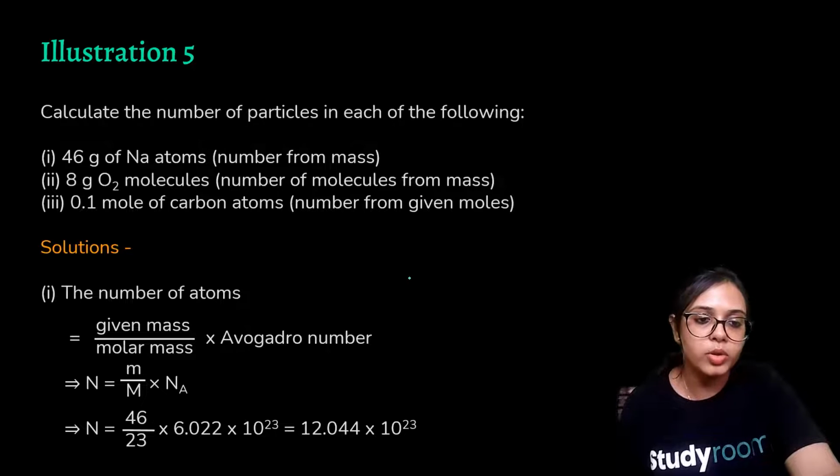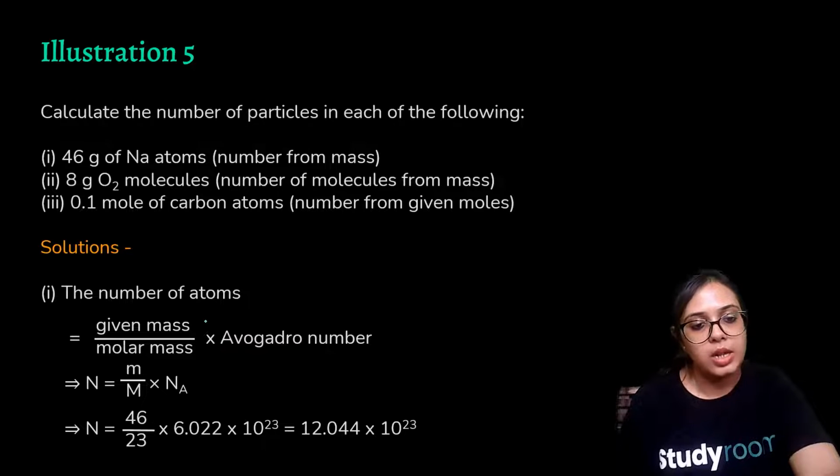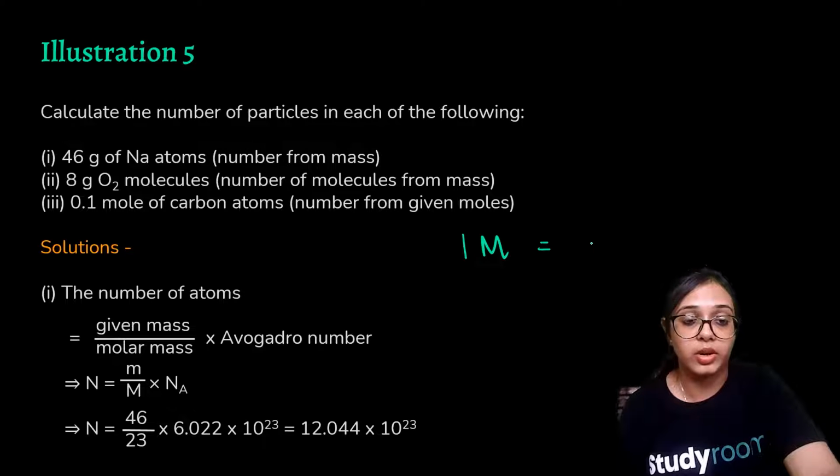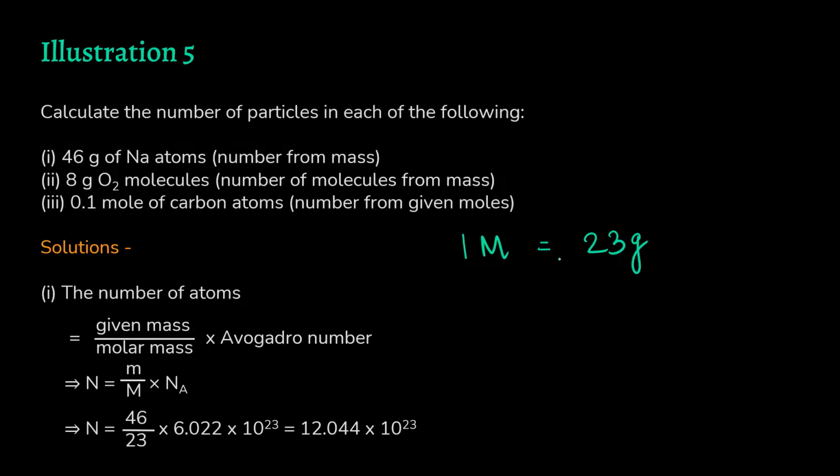So if you were to do that, the number of atoms would be given mass by molar mass into Avogadro number. Here the molar mass of sodium would be 23 grams. We have taken 23 grams, but we have to find the value for 46 gram. So to find that, we will simply use the unitary method, dividing 46 by 23 into the Avogadro constant.